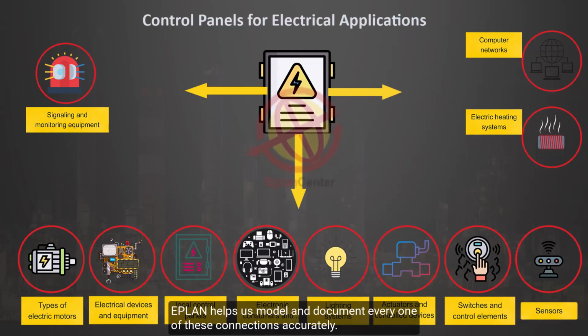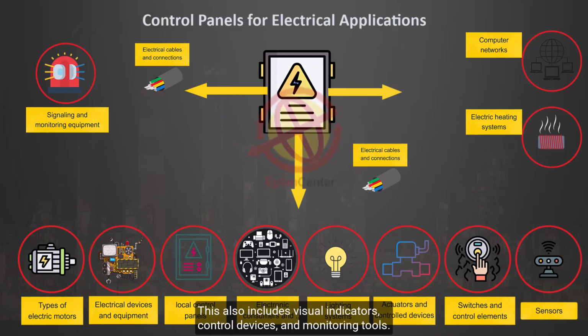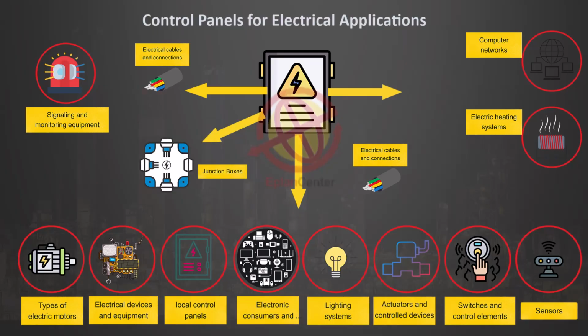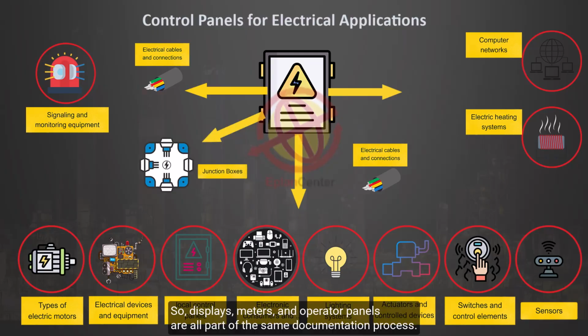EPLAN helps us model and document every one of these connections accurately. This also includes visual indicators, control devices, and monitoring tools. So, displays, meters, and operator panels are all part of the same documentation process.